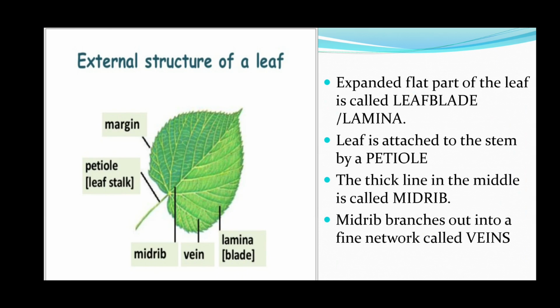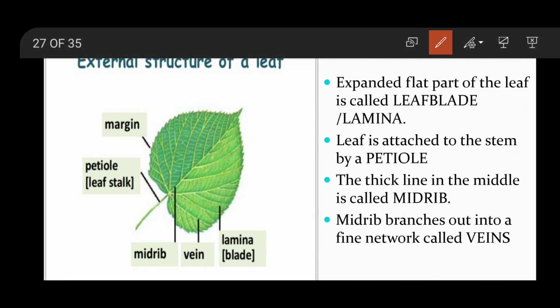Now, the structure of the leaf. So this is the external structure of the leaf, where this expanded flat part is known as the lamina or the leaf blade, where photosynthesis occurs. So this is the small structure. With the help of this structure, the leaf is attached to the stem, and it is known as the petiole.